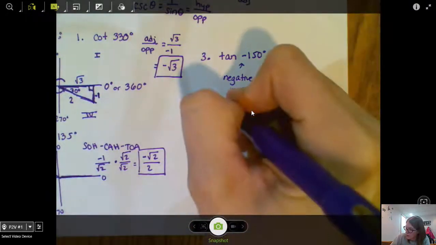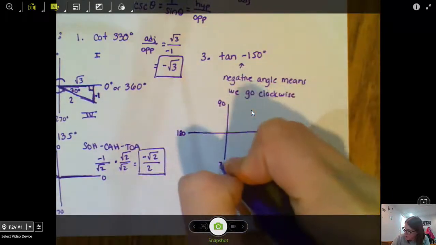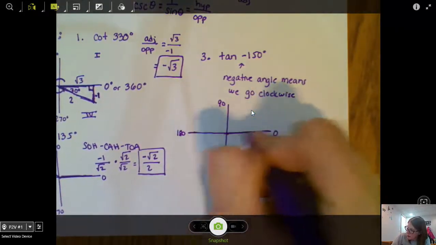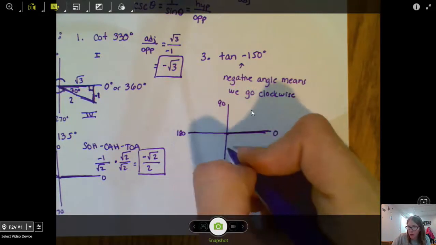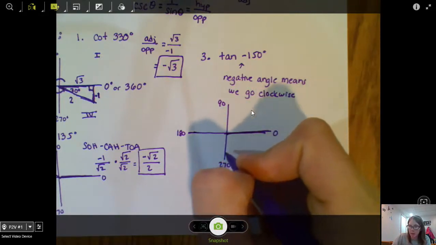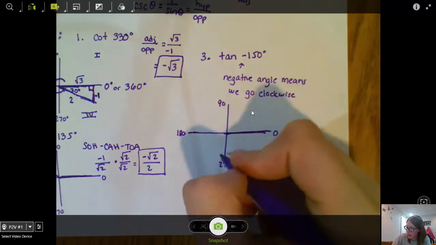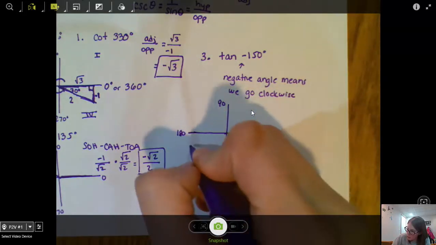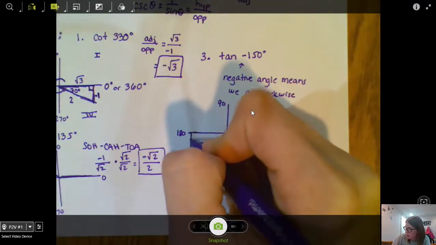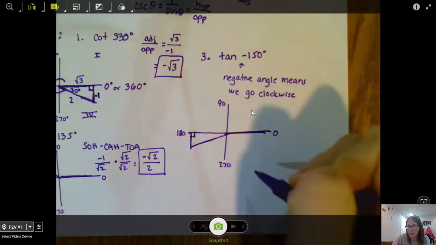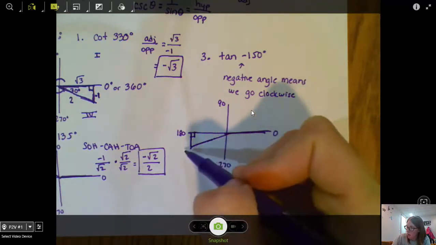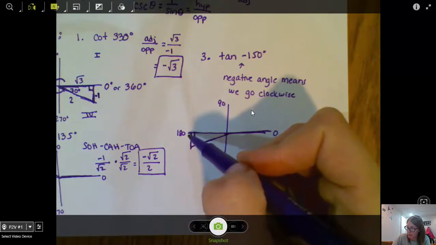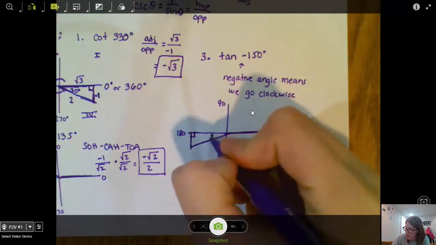Okay, so again, this is 0, this is 90, this is 180, this is 270. We still start out on our positive x-axis, but instead of going counterclockwise like normal, we're going to go 150 degrees this way. This far gets us to 90 degrees. 150 is going to be around here somewhere. Make your perpendicular up to the x-axis. If I have a 150-degree angle here, well, how far is 150 from 180? 30 degrees. We have a 30-degree angle.